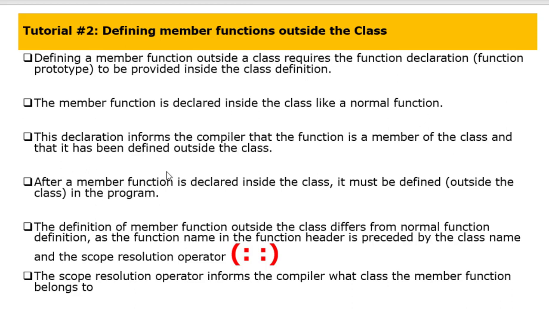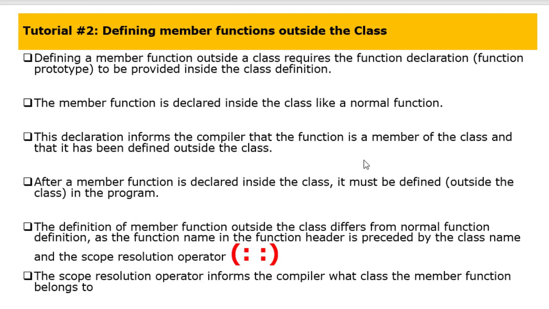This declaration informs the compiler that the function is a member of the class and that it has been defined outside the class. After a member function is declared inside the class, it must be defined outside the class in the program. The definition of a member function outside the class differs from a normal function definition, as the function name in the function header is preceded by the class name and the scope resolution operator. The scope resolution operator informs the compiler what class the member function belongs to.